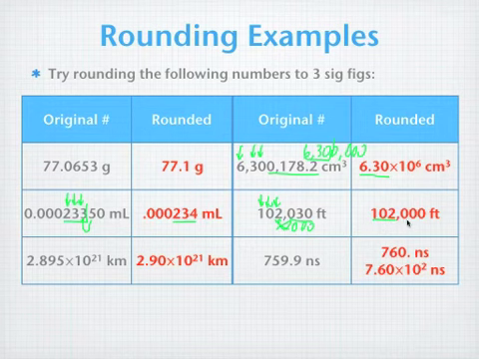Remember, by our rules, these zeros here are magnitude zeros. Next, 2895 times 10 to the 21st kilometers. The 5 rounds the 9 up. The 9 is our third significant digit. Because the 9 gets rounded up to a 0, that's going to round the 8 up again and make a 9 0. That 0 is significant, 2.90 times 10 to the 21st kilometers.